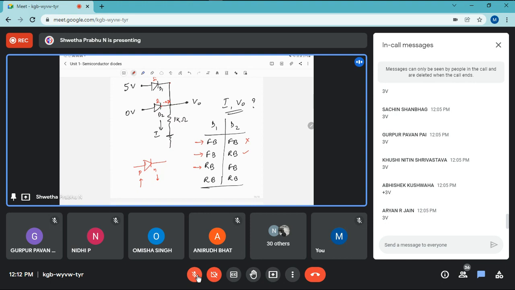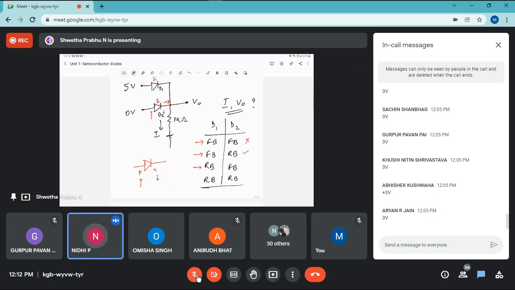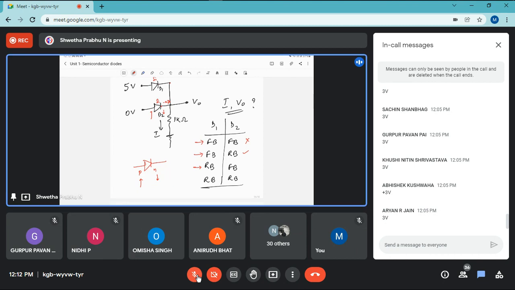In order to say diode D2 is forward biased, P should be at higher potential compared to N. Then only you can say diode D2 is forward biased. So please look at this condition. P is at 0 volts, and look at N, it is at a lower value. Is this diode forward biased or reverse biased? Reverse biased. It is not satisfying the condition of forward biasing.